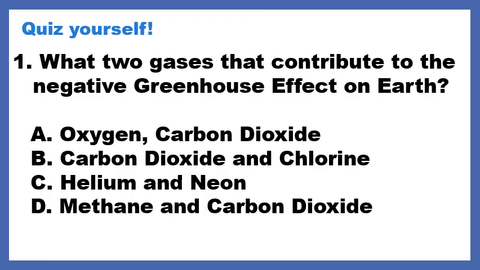As always, let's start with the quiz. What are two gases that contribute to the negative greenhouse effect on Earth? I say negative because the greenhouse effect without humans works fine. Unfortunately, we are messing it up. And what are the two gases that we are messing it up with by producing in large quantities? Is it A, oxygen and carbon dioxide, B, carbon dioxide and chlorine, C, helium and neon, or D, methane and carbon dioxide? 5, 4, 3, 2, 1.